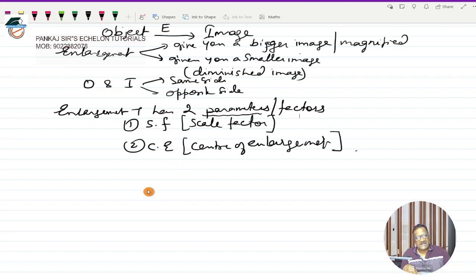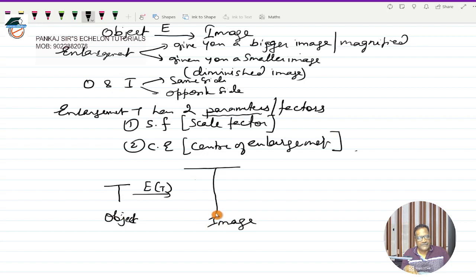Now what is this center of enlargement and what is this scale factor? To make you understand, let me give you a simple example. Suppose you have this particular letter T. This is your object. Now somehow this T undergoes an enlargement transformation, and you happen to get a bigger image, a bigger T. From a smaller T you are getting a bigger T. This is the object, this is the image. I told you enlargement can lead to an object giving you a bigger image or a smaller image. In this case the image is bigger than the object.